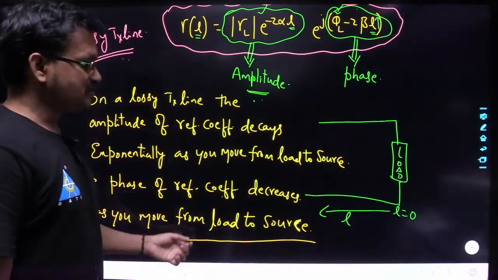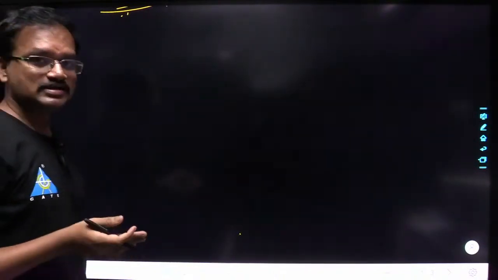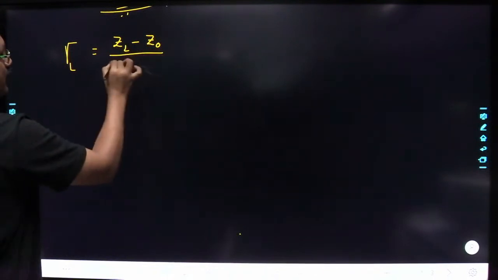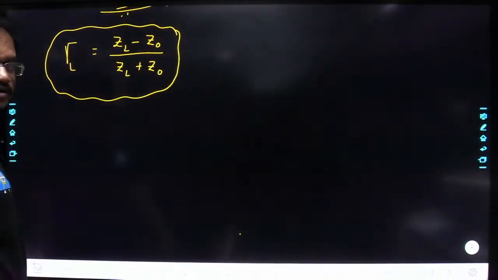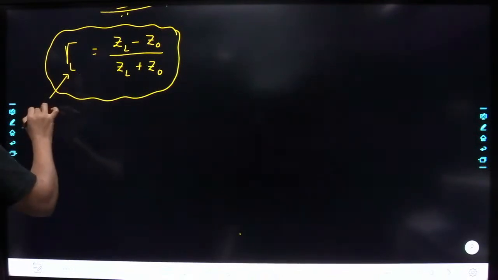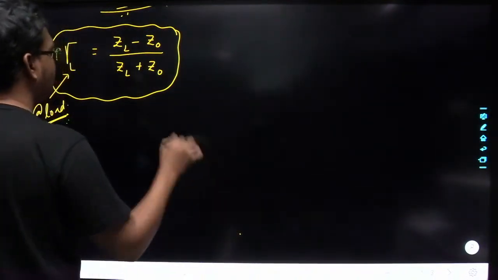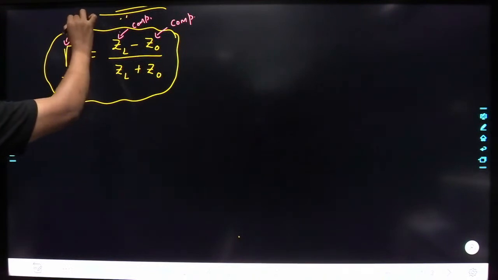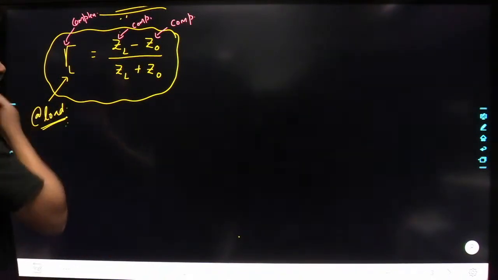So from these expressions, we have got the expression for reflection coefficient gamma L. I am not deriving it again here. We got the expression for reflection coefficient in terms of ZL and Z0. Gamma L is equal to ZL minus Z0 divided by ZL plus Z0. This is the reflection coefficient at load. ZL is in general a complex quantity, and Z0 is also in general a complex quantity, and hence gamma L is also in general a complex quantity. This is the expression we got for the reflection coefficient at load.